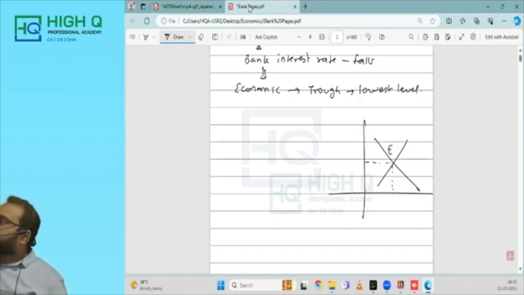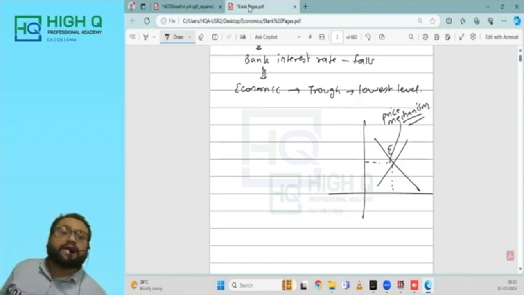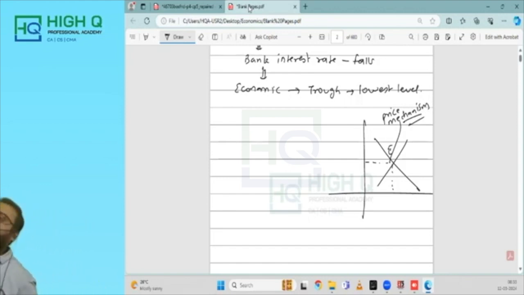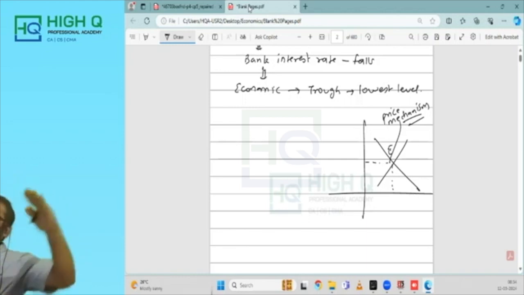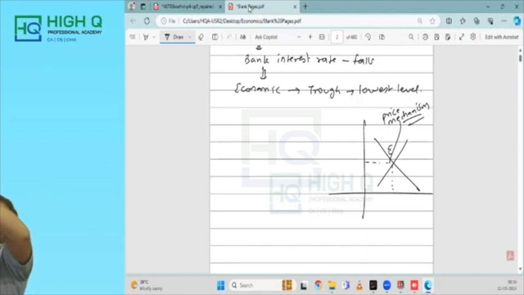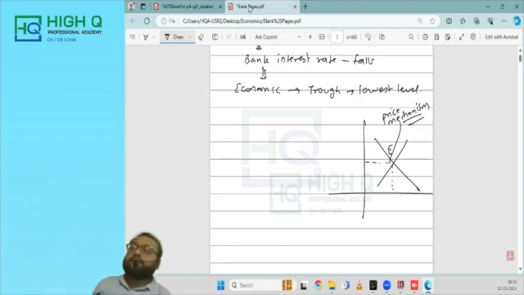You know this diagram? This is known as the price mechanism. Where demand and supply meet, it is known as... If the demand is high and supply is low, price will be? Listen very properly. If the demand is high, supply is low, price will be high. Demand is low, supply is high, price will be low. Demand equal to supply is the equilibrium price, say yes or no?